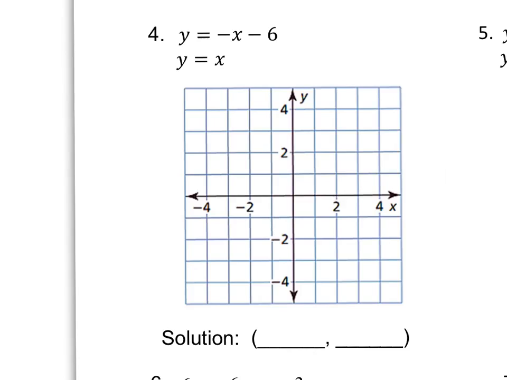So I'm going to work these problems out on the back. So number 4, I'm supposed to find the solution to the graph. So notice I have 2 equations, and I have a graph down here, so I need to graph these. So when I graph y equals -x minus 6, I'm going to begin at -6 on the y-axis.